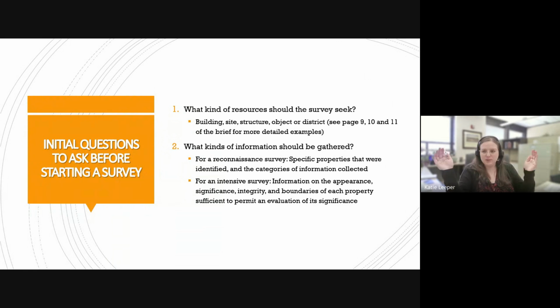You have a certain set of categories you're looking at, like say the age of the building, its appearance, how many stories it is, things like that. And those will be those categories. And then again, you need to know which properties you looked at. Intensive surveys are information on the appearance, significance, integrity, and boundaries of each property sufficient to permit an evaluation of its significance. So in this case, again, talking about the National Register of Historic Places. And very, very thorough research will be done.